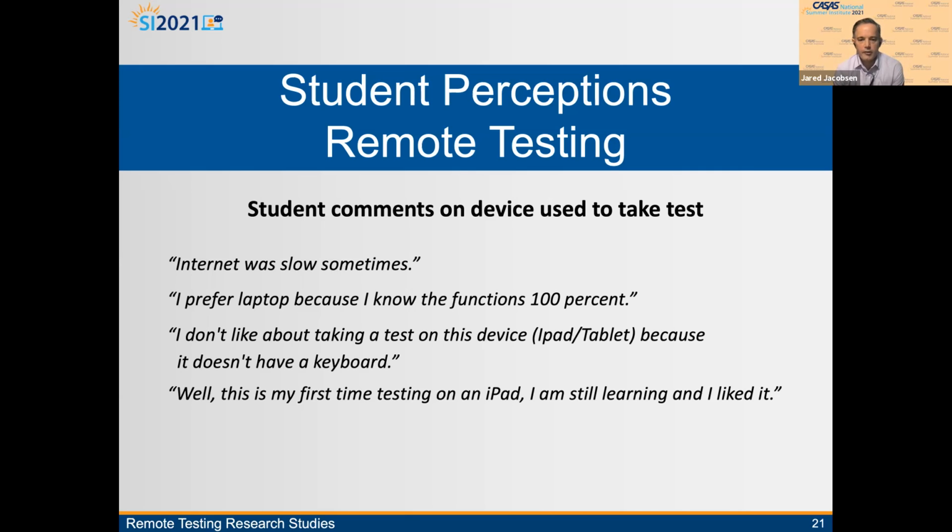Well, this is my first time testing on an iPad. I'm still learning. Oops. And I liked it. So that came up, and I think that's important because students did mention that they were open to new devices, and sometimes it took a little bit of ramping up, so to speak, but there were several comments about that they liked taking it for the first time on this device that they hadn't used before.